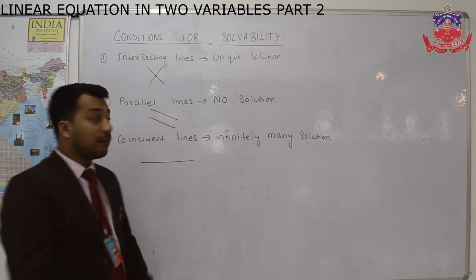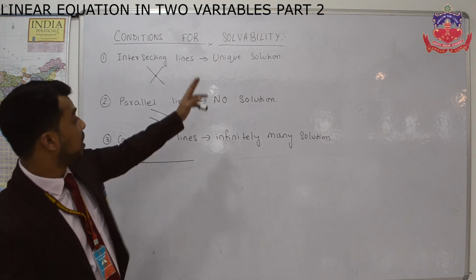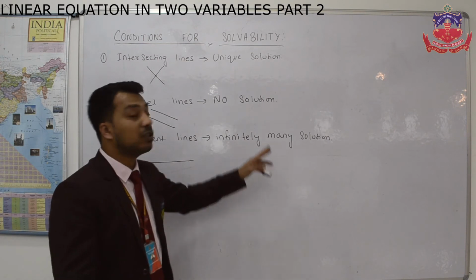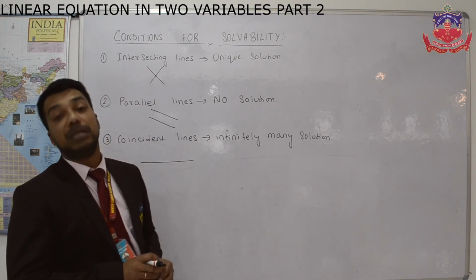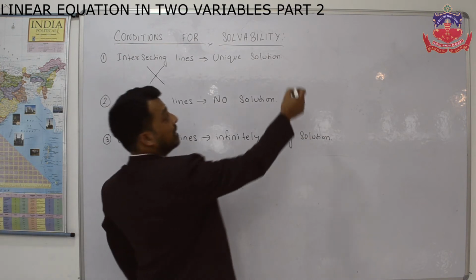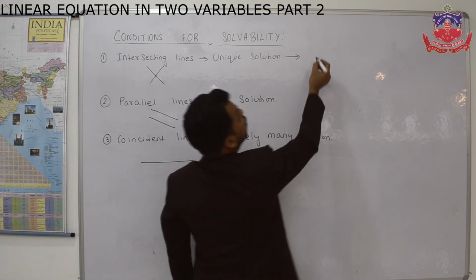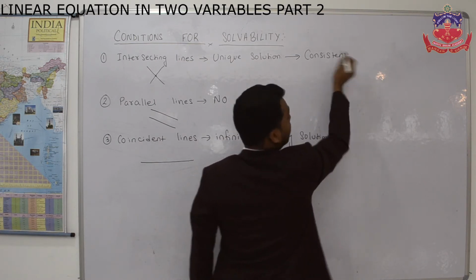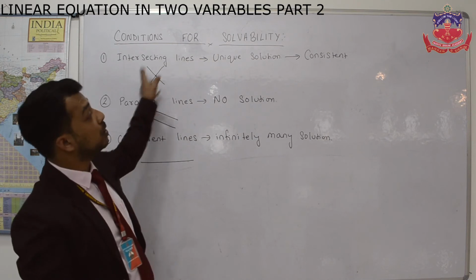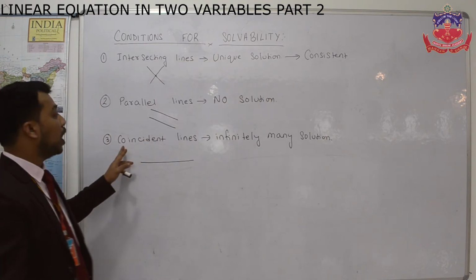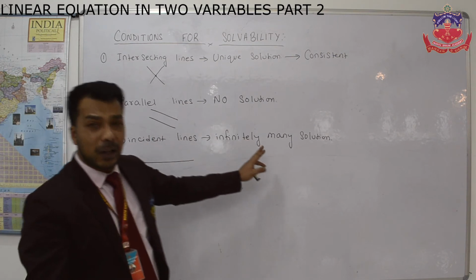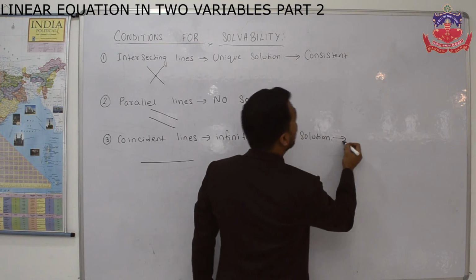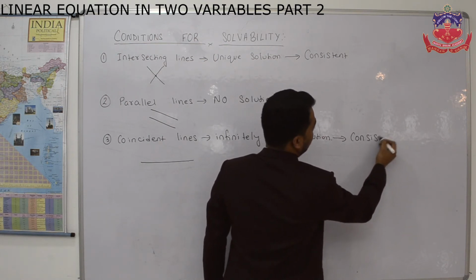Now, after we have learned about the solutions, that is unique solution, no solution, and infinitely many solutions, or it can also be known as infinite solution, they have another name depending upon the solution. If they have a solution, it is known as consistent. That is, intersecting lines have one solution, so we call it consistent. Similarly, coincident lines also have many solutions. So still they have a solution, so they are also known as consistent.